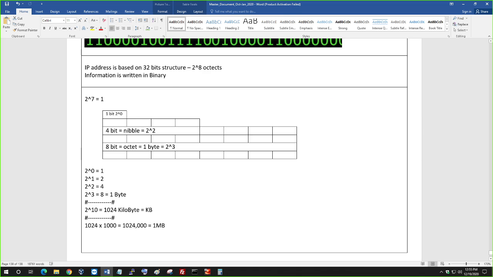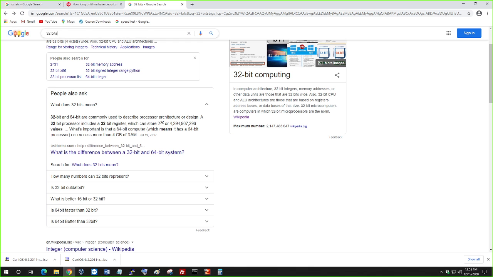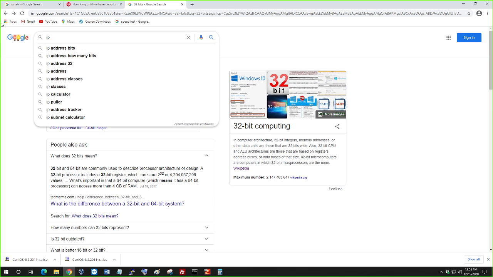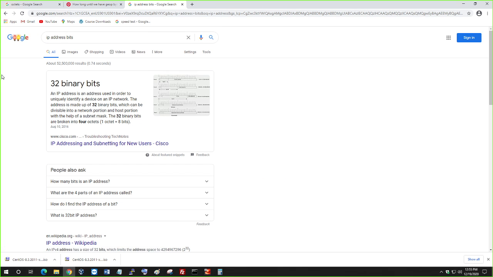So the IP address is based on 8 bits. Let's confirm that here. IP address bits. An IP address is an address made up of 32 binary bits, which can be divided into octets. So actually it is called binary bits.